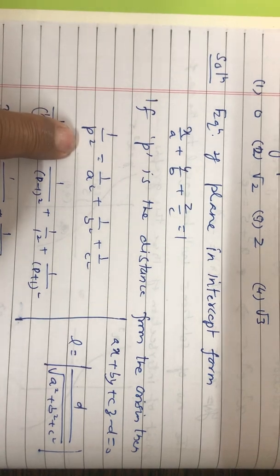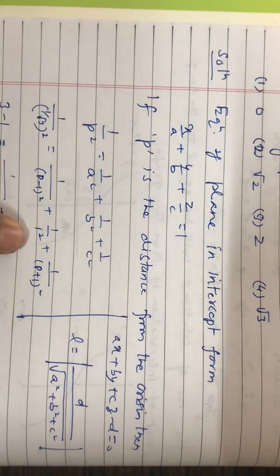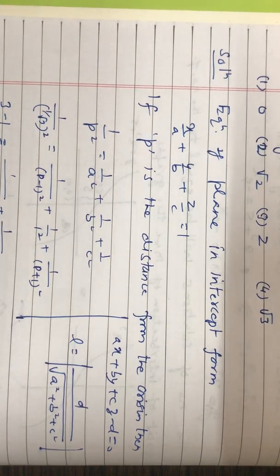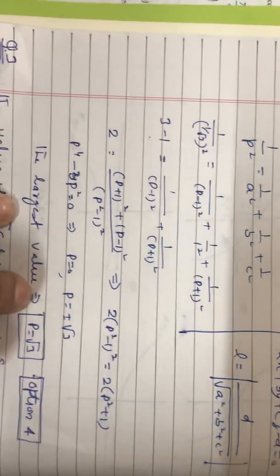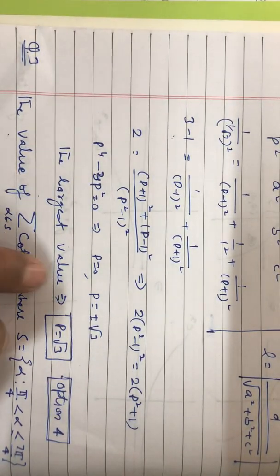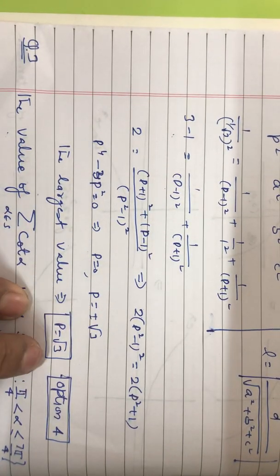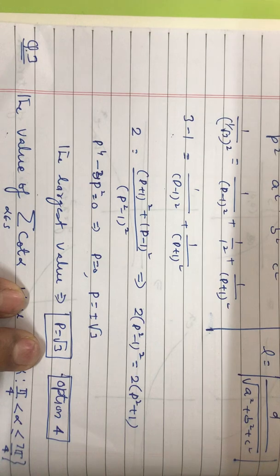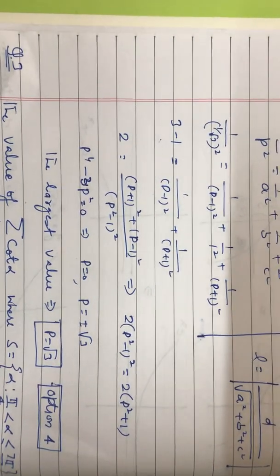So here we've been given the length of the perpendicular as 1/√3, a is p - 1, b is 1 and c is p + 1. You simplify the equation. On simplification I get p = ±√3, and out of these three values, p = 0 and p = ±√3, the largest value is √3. Therefore, for this question, option number 4 is the correct answer.